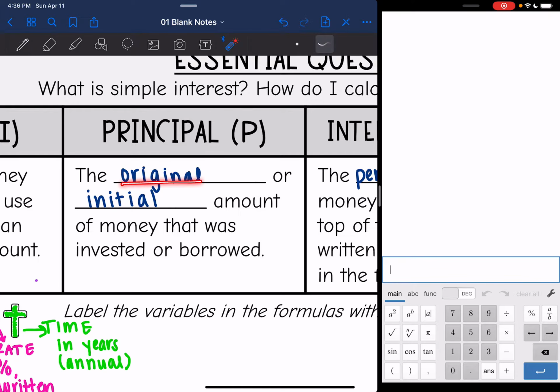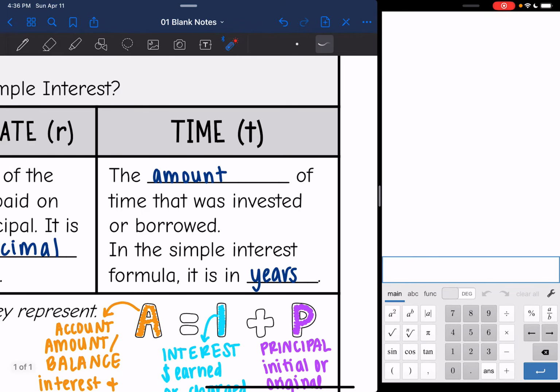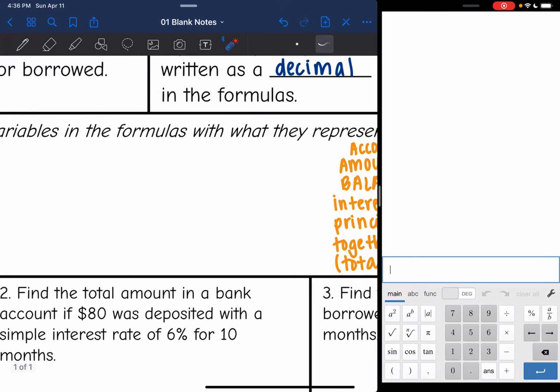What you originally borrowed or invested is called the principal. You'll hear it called the original or the initial amount. And then the interest rate is going to be represented by R. That's a percentage of the money that is paid on top of the principal. We're going to write it as a decimal in our formulas. And time is how long the money was invested or borrowed. In the simple interest formula, we are going to put it in years. So if the problem tells us that it's in months, we will have to divide by 12.